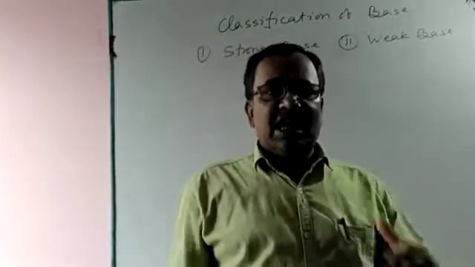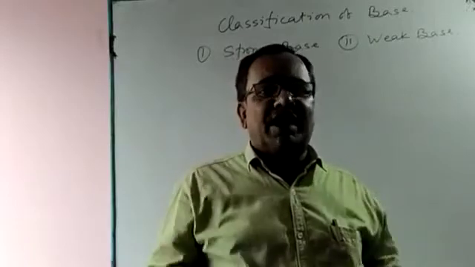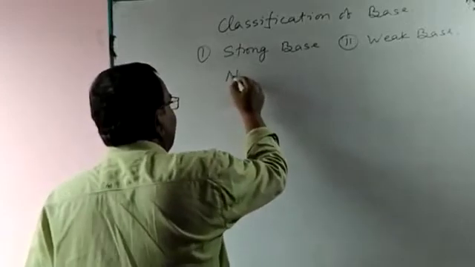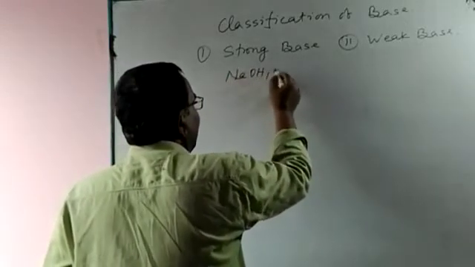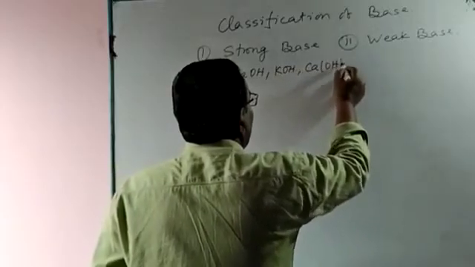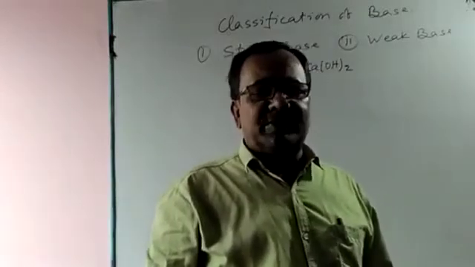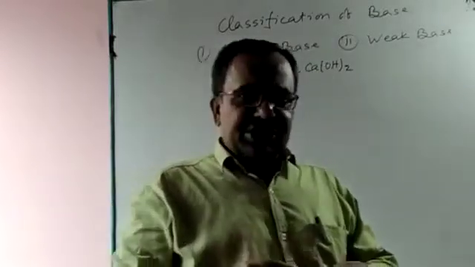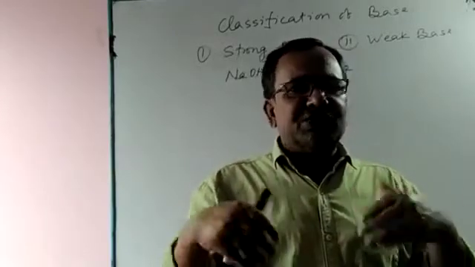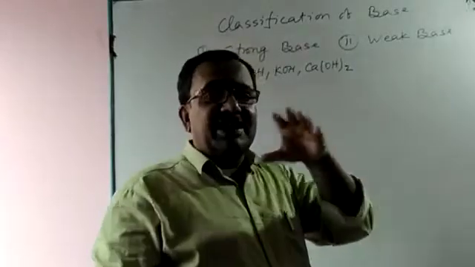Strong bases are those bases which completely dissociate into ions. For example, sodium hydroxide, potassium hydroxide, calcium hydroxide. Only these hydroxides are strong bases because these bases on dissolving in water completely dissociate into ions, and these bases are highly corrosive.